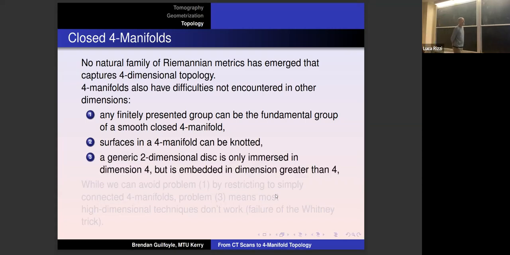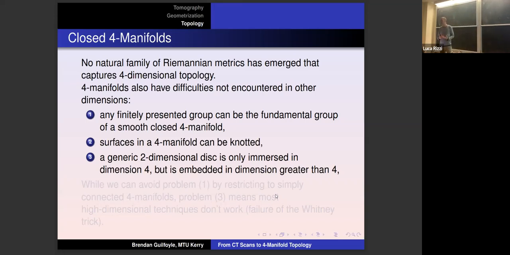And the other thing, and this is one of the key things that makes dimension 4 different from higher dimensions, is that if you have a generic 2-dimensional disk in 4 dimensions, generically it's only immersed, it's not embedded. If you look at the theory in dimension 5 and above, the Poincare conjecture in dimension 5 and above, all of these big topological theorems, one of the main things you do is use these disks to pull curves over, and you always have a disk in higher dimension that's embedded. In dimension 4, a generic disk will have self-intersections.